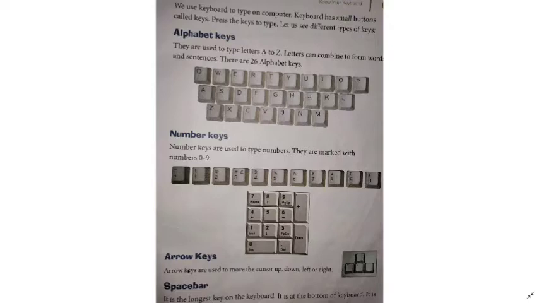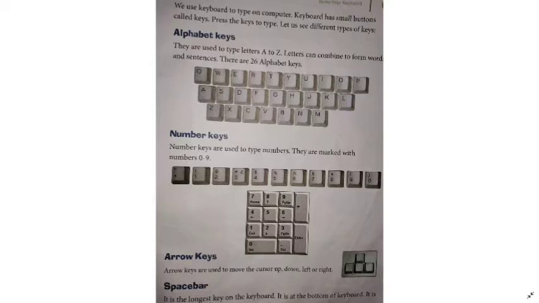Moving on to the next, we have arrow keys. Arrow keys are used to move the cursor up, down, left or right. While writing anything on the computer, we have a cursor moving along with our words while we are typing them. So to move that cursor up, down, left or right, we have to use arrow keys. Just look at the picture here. By this up arrow you can move the cursor up. By using down arrow you can move the cursor down. By using left arrow you can move the cursor left, and by using right arrow you can move the cursor right.